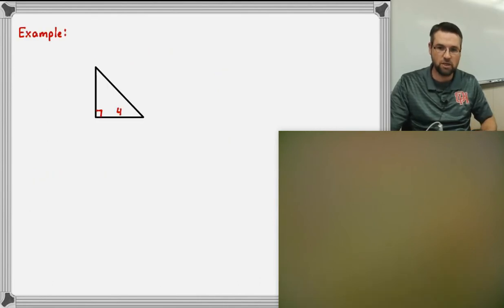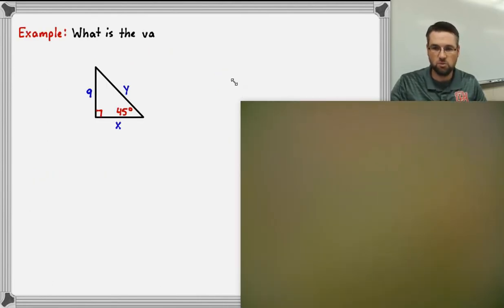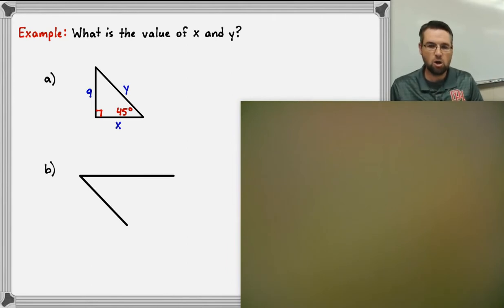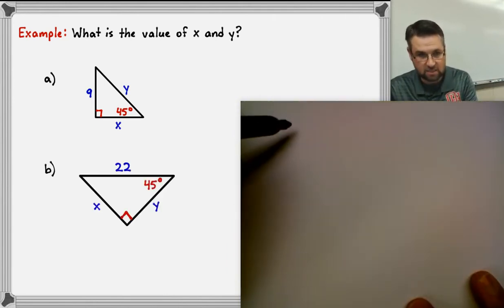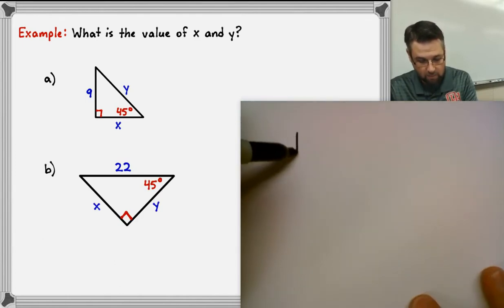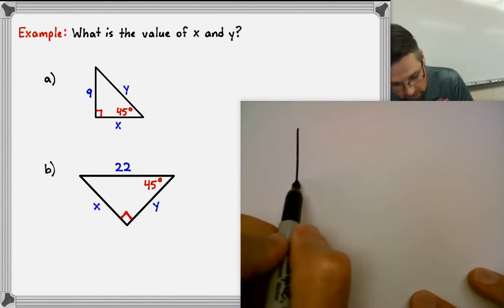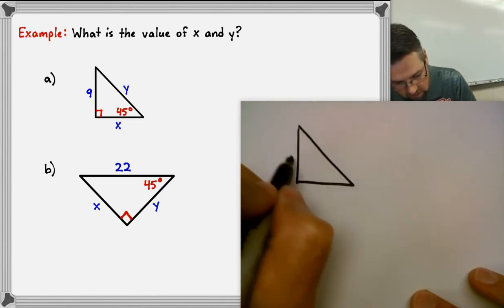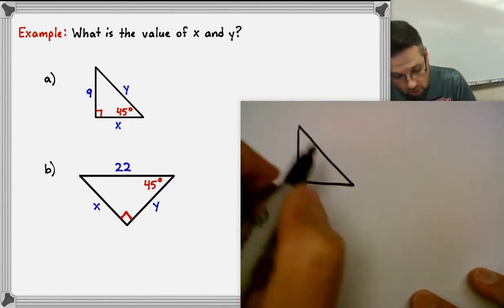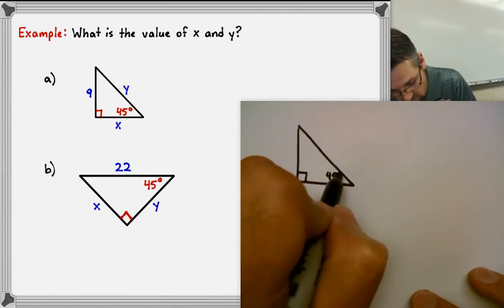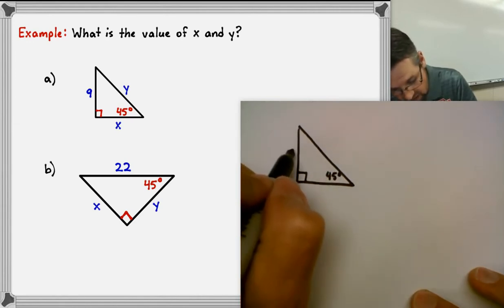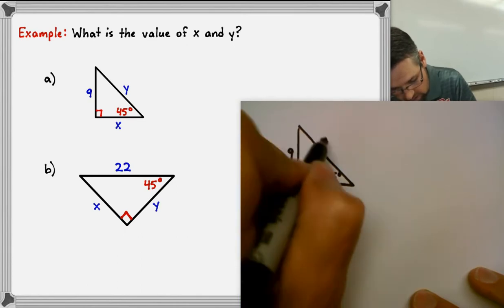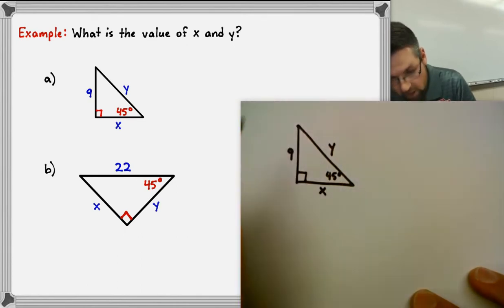Okay, so let's go ahead and take a look at an example of this. We'll do 2 examples actually. Our goal is to find the length of the side x and the side y. So let me go ahead and draw this triangle here. You'll notice that I've got my right angle. You'll also notice that I have the 45 degrees, and then I have the 9, the x, and the y.